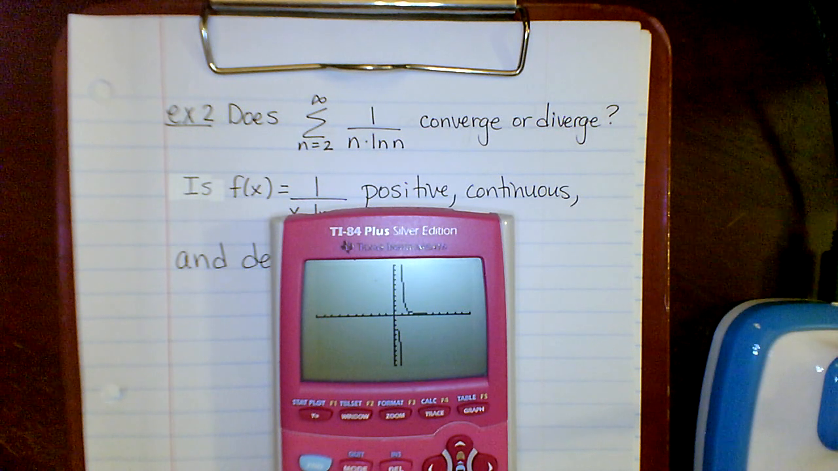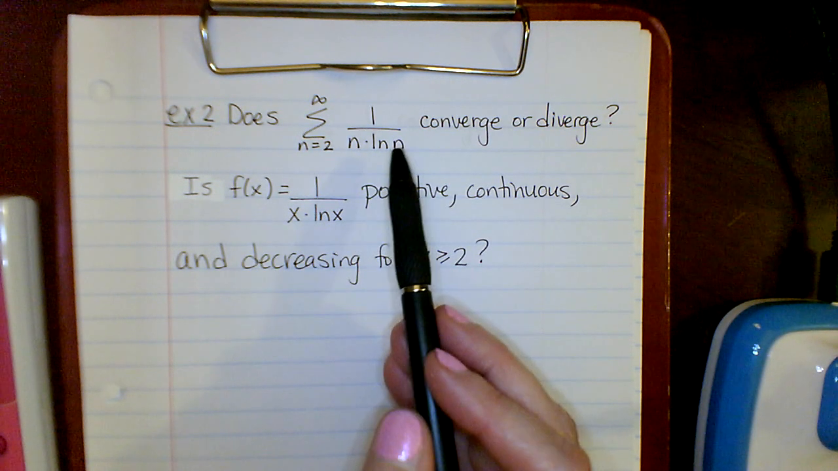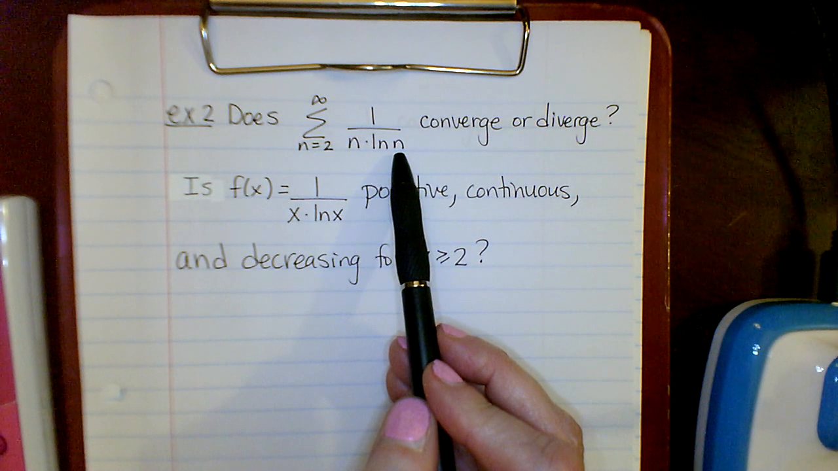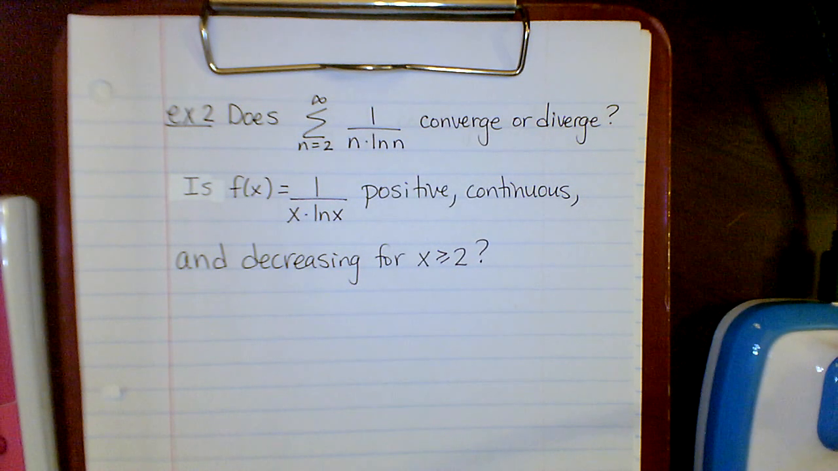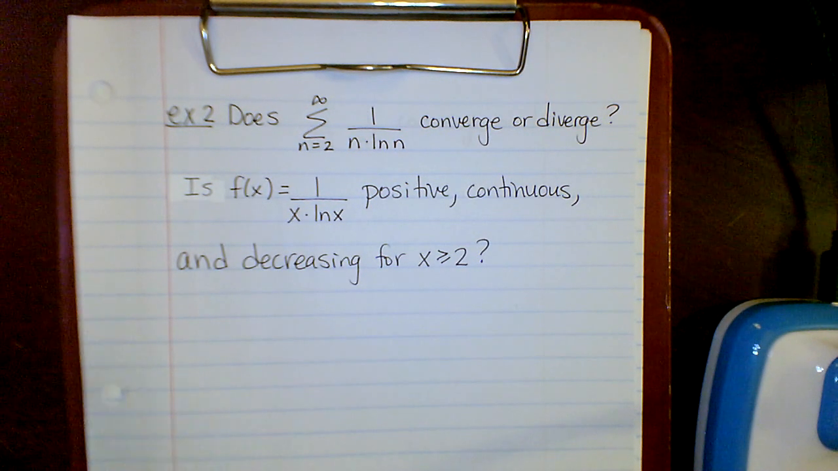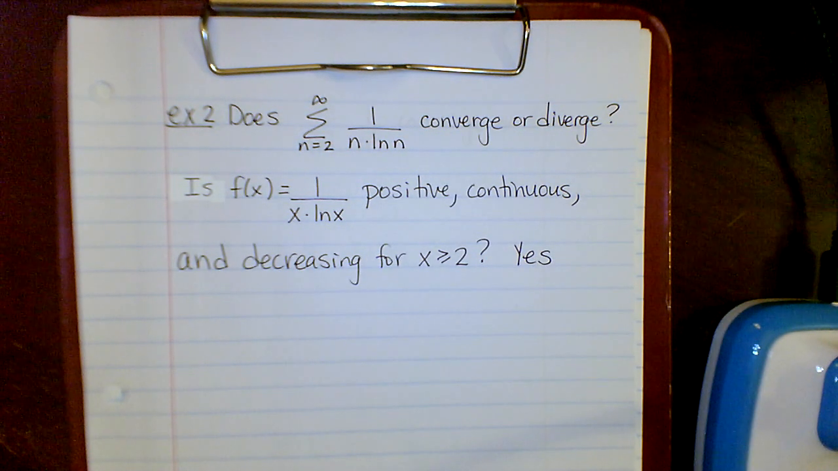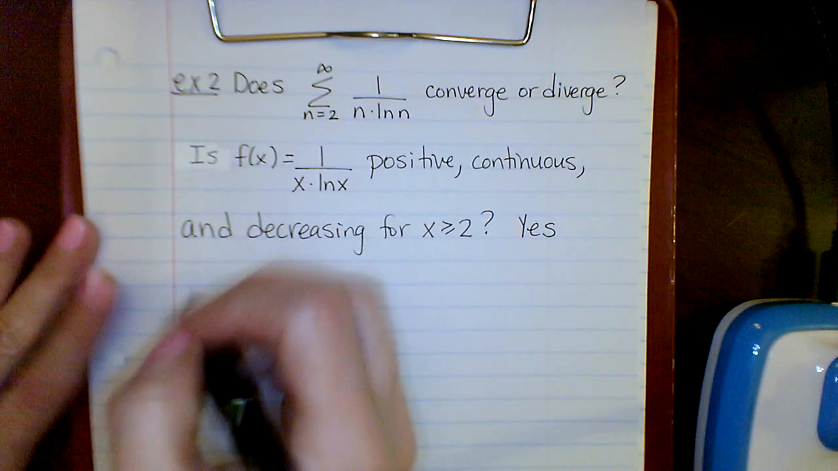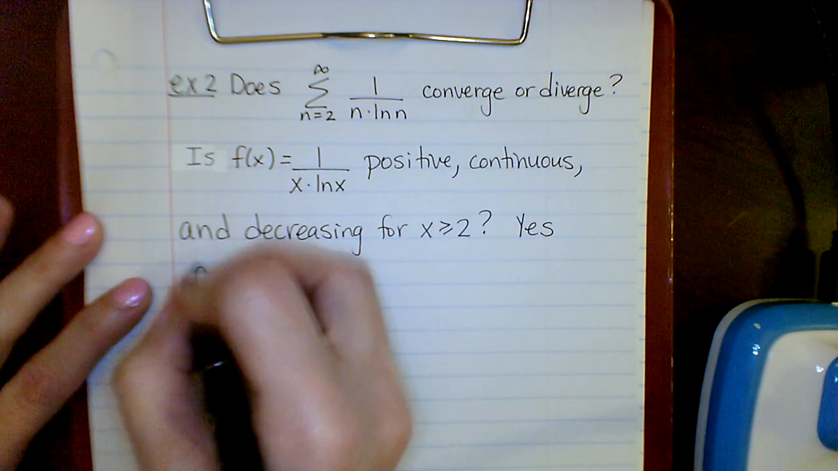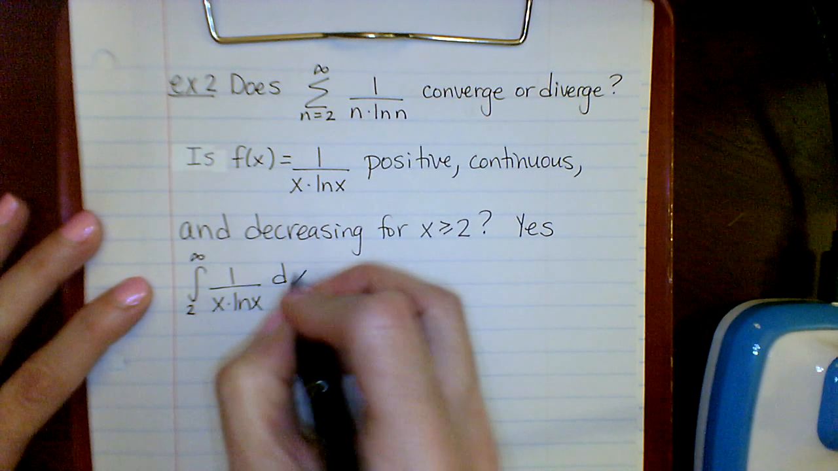It's above the x-axis, so it is positive. And it's continuous. The only points of discontinuity here, well, there are 2 of them, 0 and 1, but neither of those are part of our interval of interest. So it is positive, it is continuous, it is decreasing. So yes, we can use the integral test. All right, so we need to integrate this. We're going to integrate from 2 to infinity, 1 over x times ln x dx.